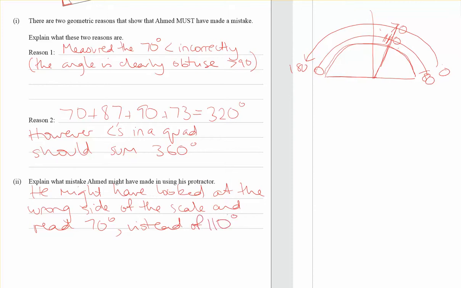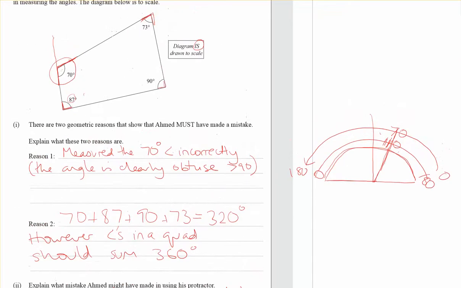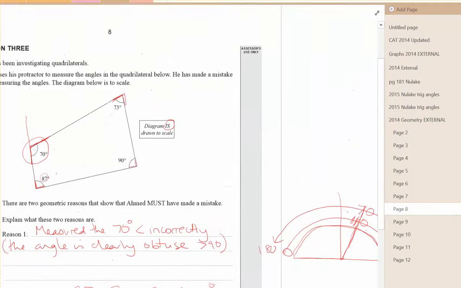The other thing you could do to check is if you added 110 to the other numbers, you'll see that you do in fact get 360 degrees. And of course you could use your protractor as well if you've got one and go up and measure that.